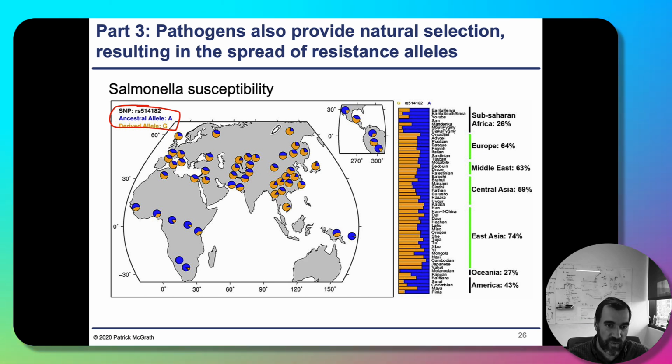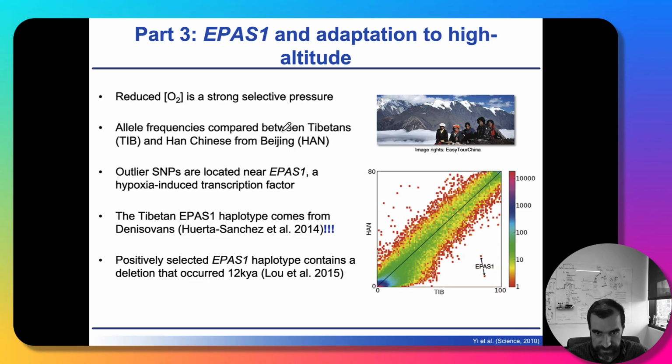So, this is just one of many different examples of how pathogens can play a very important role in natural selection and can end up increasing frequencies of alleles that confer some sort of resistance to that pathogen.